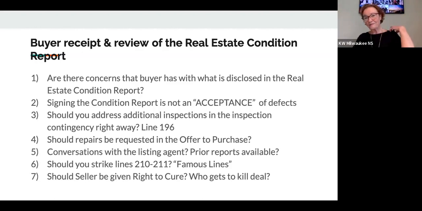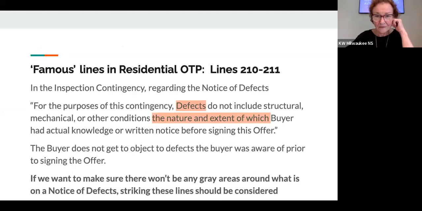Knowledge of conditions prior to writing the offer and the real estate condition report. No? Okay. Interrupt me anytime if you need something. This is basically what we just went through, the famous lines, lines 210 and 211. If you want that opening for your buyer, cross those lines out.